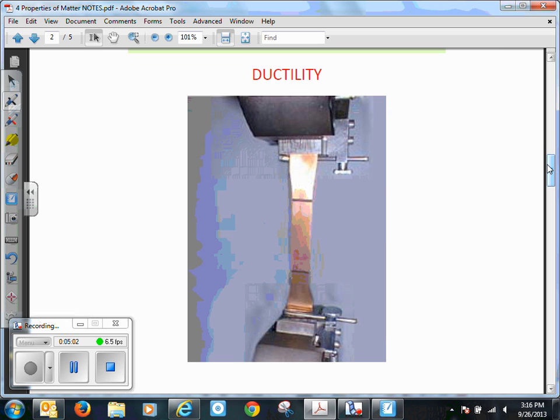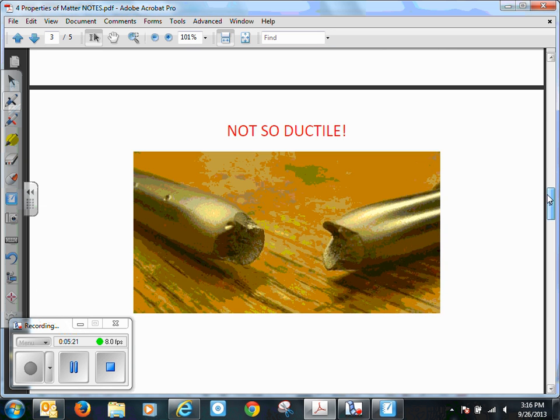So this right here is a picture of copper, and these two clamps on top and bottom are moving away from each other. You can see the copper is thick down here, but then it's getting stretched. So this is a very ductile metal. Copper is ductile.